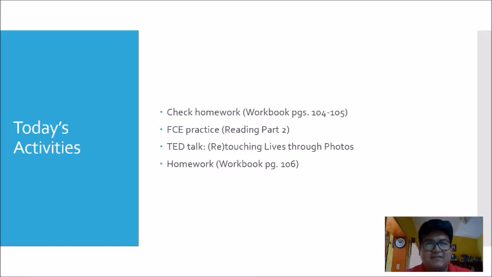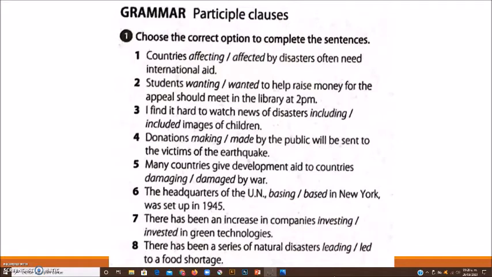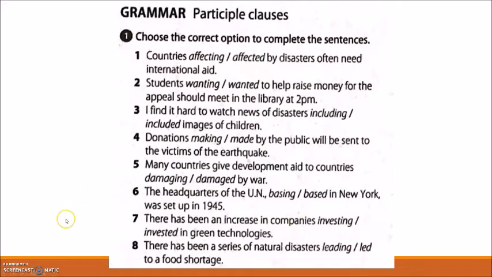So guys, let's get started now with teacher Rafa. Hello people, I'm here again to help you check your homework. It's always a pleasure, so let's start. So, for number 1, it says grammar, participle clauses. Number 1, choose the correct option to complete the sentences.